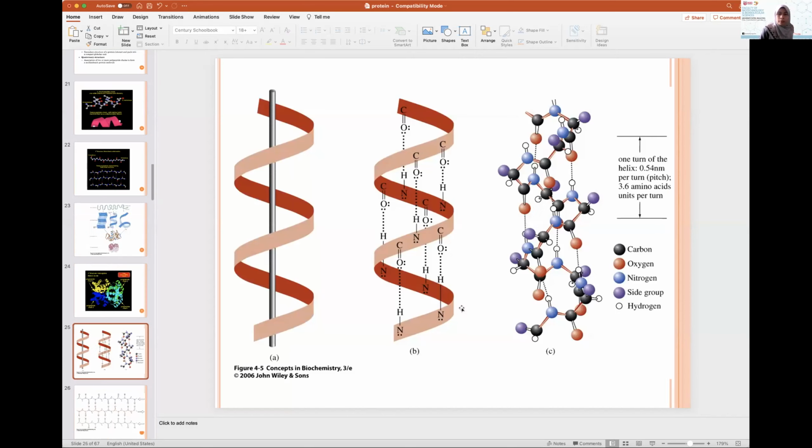Okay, here we have the 1 turn. We have discussed about 1 turn. 1 turn of helix is about 0.54 nanometer per turn, which has 3.6 amino acid units per turn. So that means it requires at least 4 amino acids to make a turn. 1 turn represents from here to here.